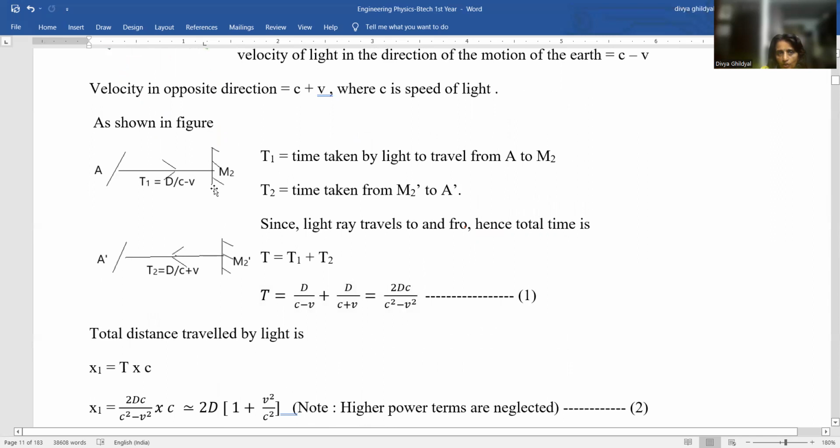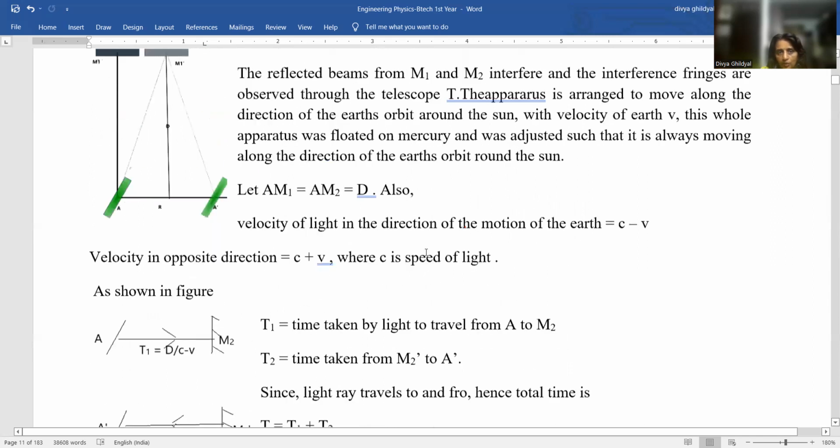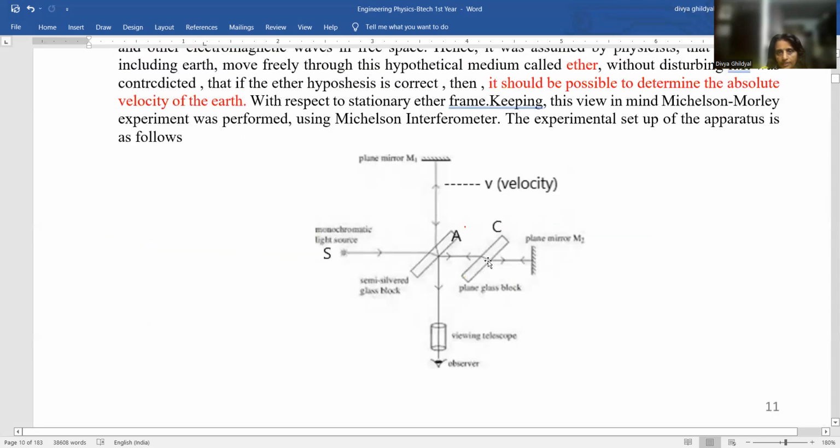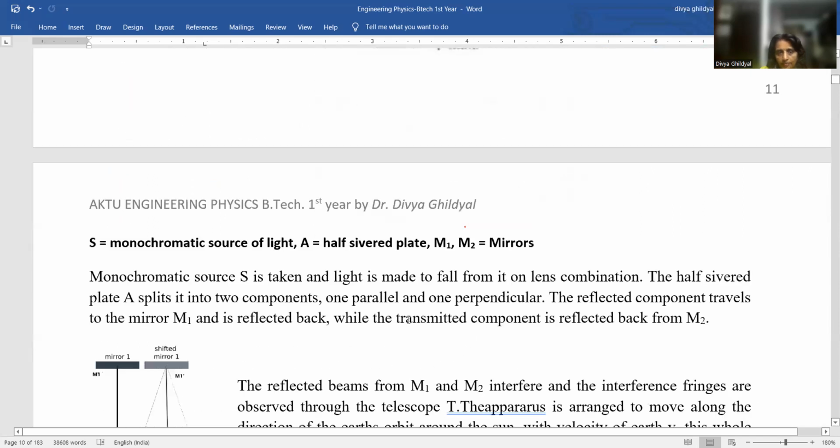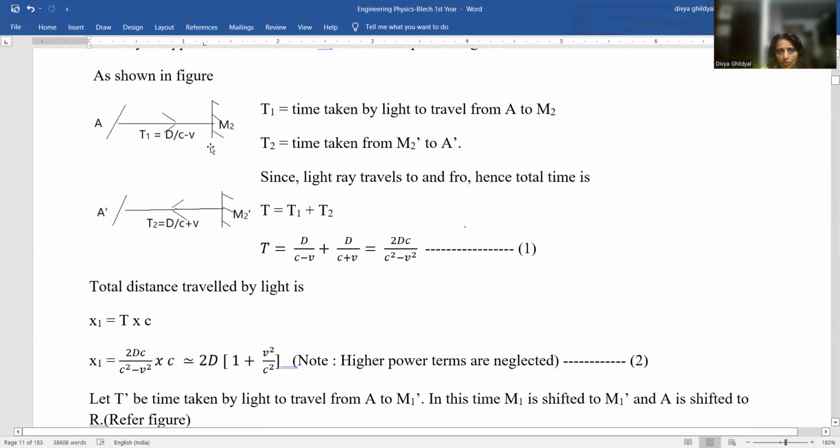Ray of light has gone and ray of light has come back. Once again, look at this diagram here. See, ray of light goes and ray of light comes back. So total time taken by the ray of light in going and coming back, D upon C minus V, D upon C plus V. We get 2D square, DC upon C square minus V square.